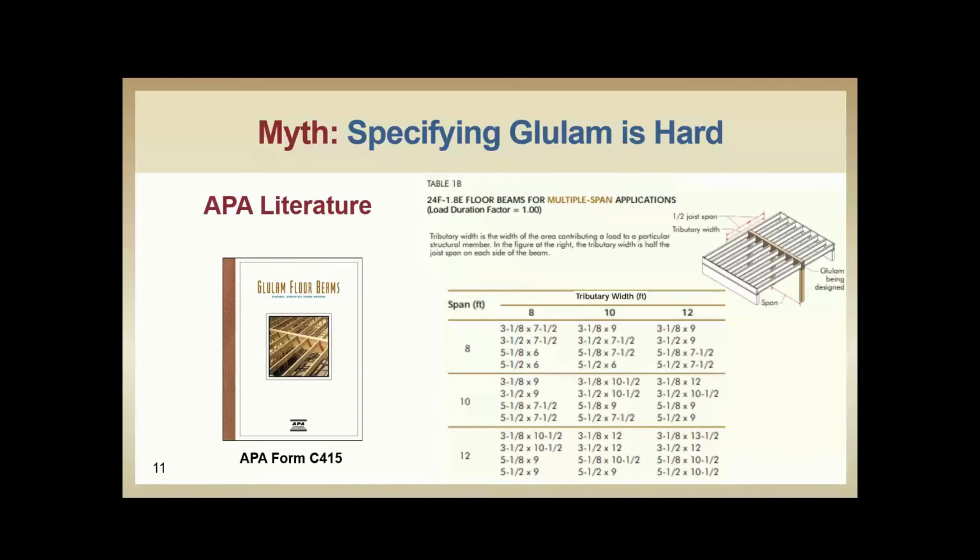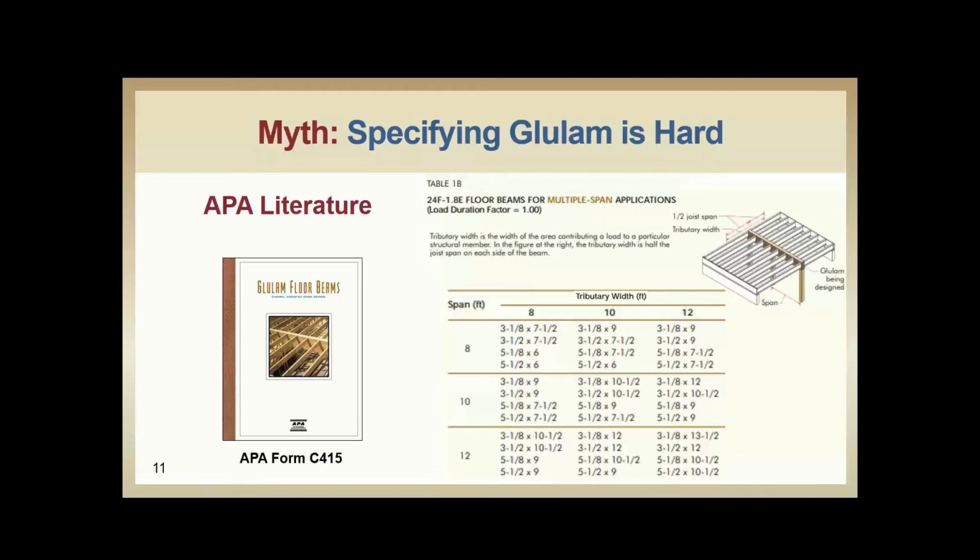So, some of the design tools that APA has to assist specifiers. We've developed a lot of design-based literature to assist you. You can find it on our website at apawood.org. In addition to our literature, there is standalone literature that you can get from the Glulam manufacturer. This table here includes our Glulam floor beam guide, which has tables that lay out different tributary widths that can be cross-referenced against column or beam support span. And this is going to allow the designer to select an appropriate floor beam.